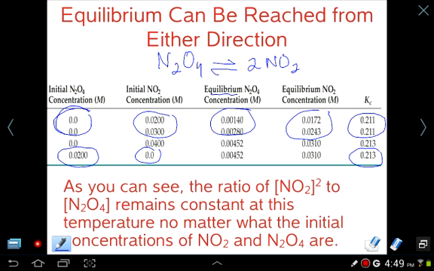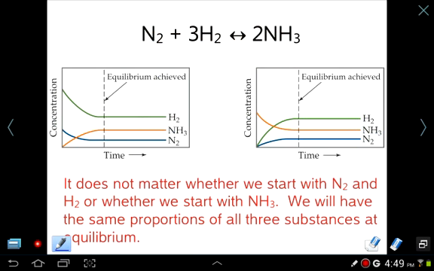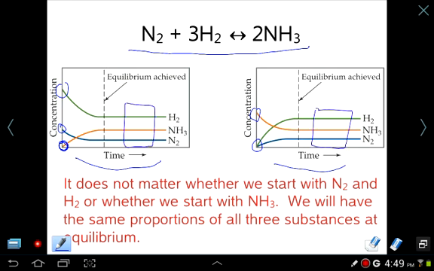And this shows the same idea graphically. If you take a look, these two little graphs show us beginning. In this case, the reaction is a little different. We have N2, H2, and NH3. Notice here we begin with 0 of our product and a lot of our reactant. And then in the second graph, we begin with 0 of our reactants and a lot of our products. But at the end of it, the ratio is exactly the same in both cases. So the proportion of the three substances is the same.